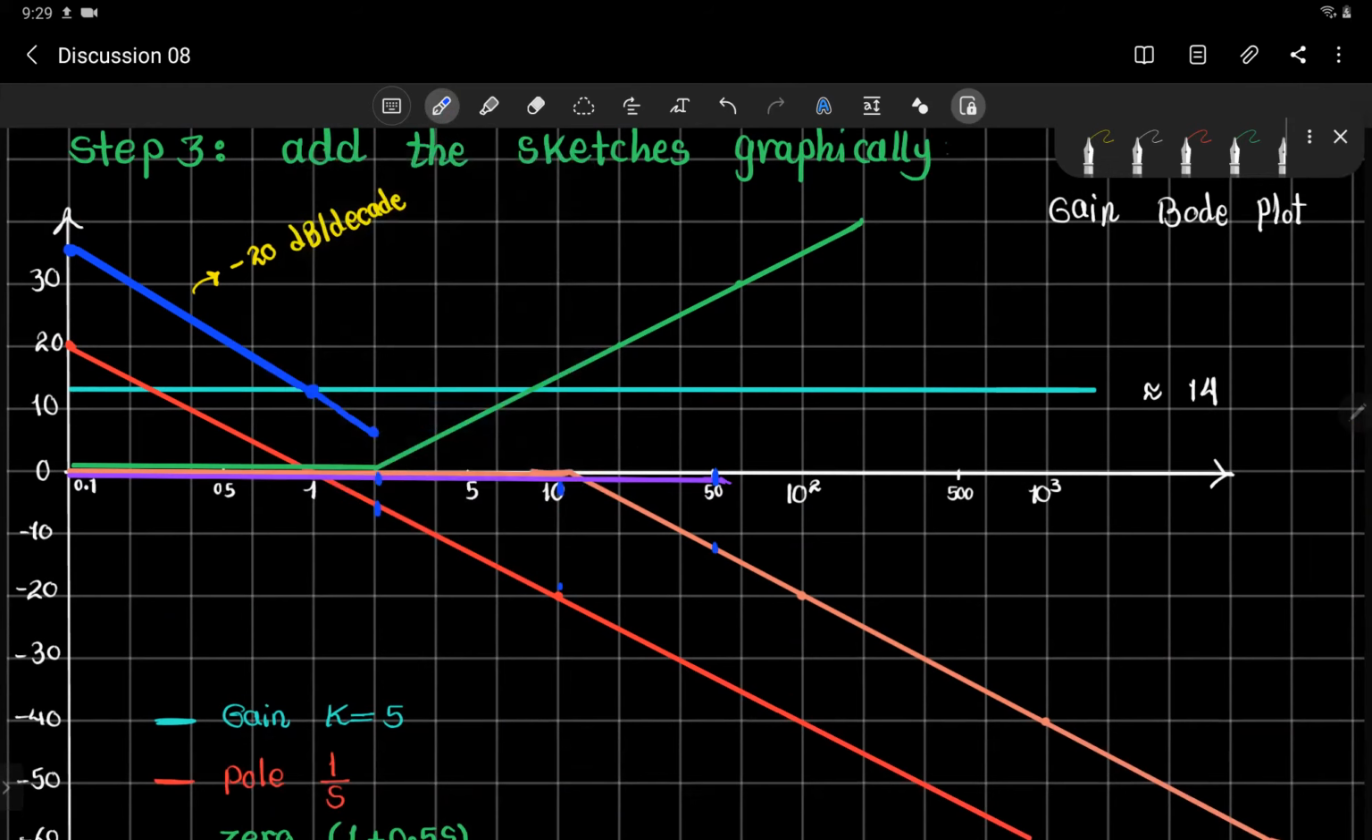Now at omega equal to 2 and starting from there until the next factor kicks in, we have the contribution from the zero, which adds a positive slope. That balances the negative slope from the pole at the origin, and so we get a horizontal segment from omega equal to 2 until omega equal to 10.